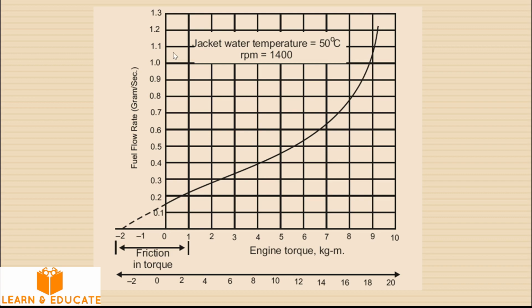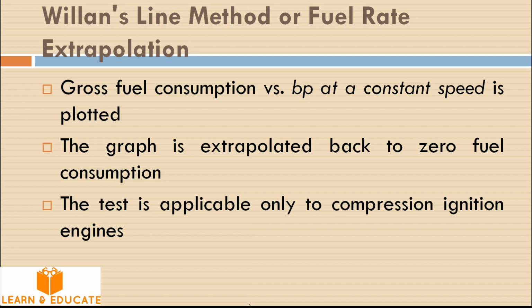So it is the fuel flow rate on the y-axis, and on the x-axis you can have torque or BP, because BP is proportional to engine torque for a constant RPM. Now the graph is extrapolated. The curve of fuel consumption versus BP or torque will be extrapolated back to zero fuel consumption, where the graph meets the x-axis.